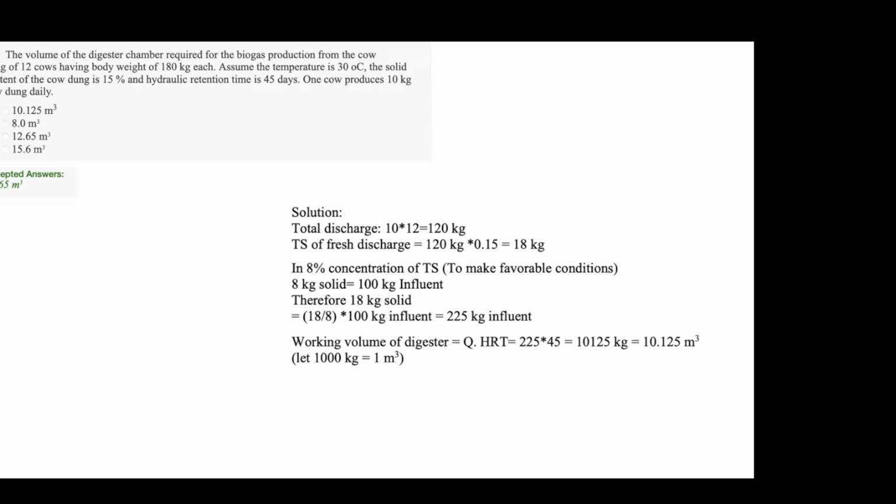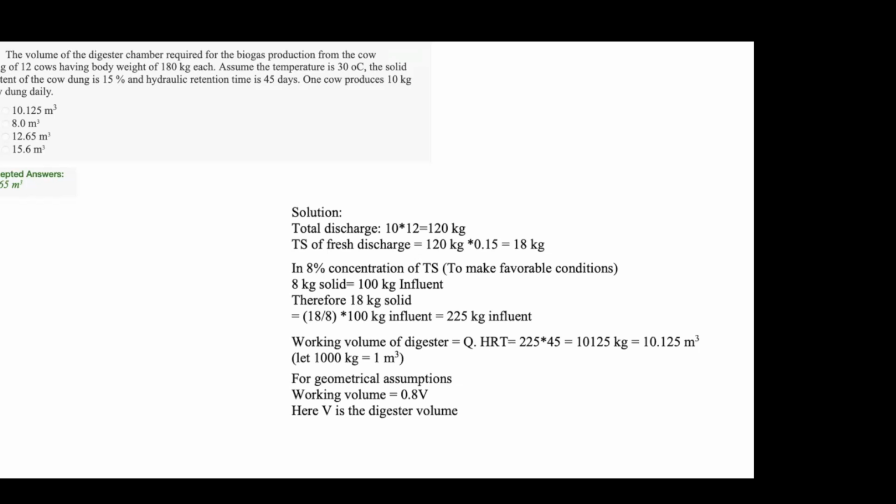Now, this 225 kg of influent can be subjected to the digester, and the working volume of the digester is basically the influent quantity, 225, into the retention time, that is, for how much time we are subjecting this solid. It is 45 days given. So we have 10125 kg. Now you have to convert this kg into meter cube, so you will get 10.125. So this is basically the working volume of the digester.